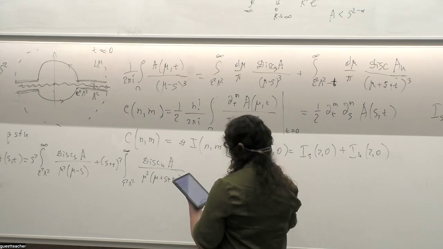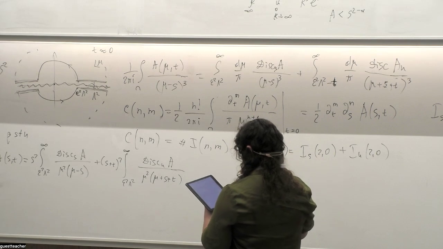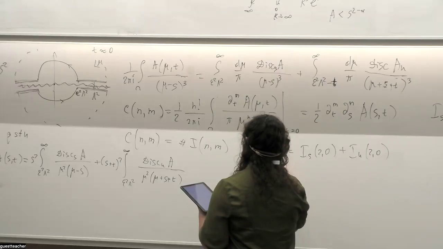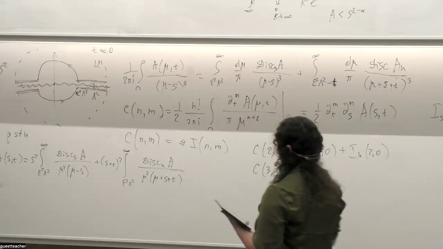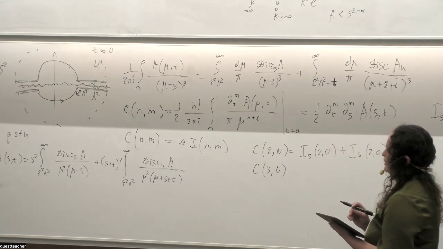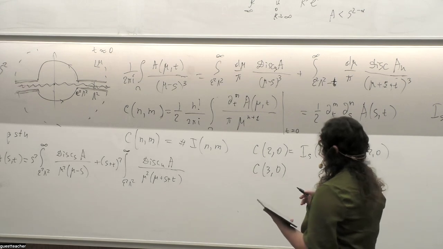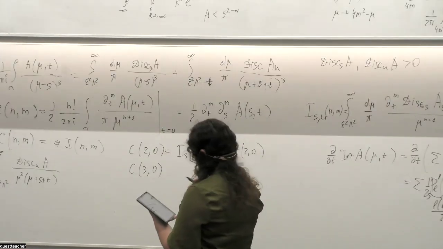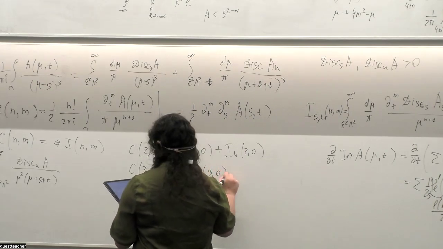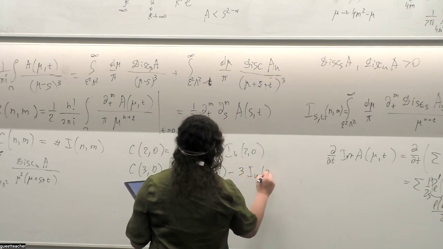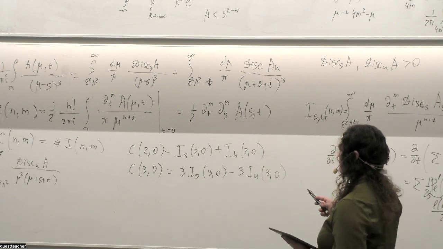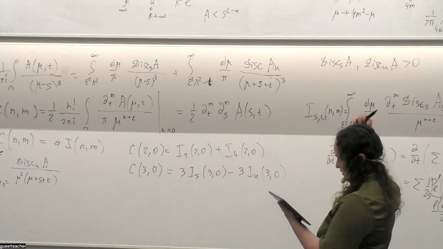Then if we want to imagine a theory without crossing symmetry, we can define C30, the S cubed term, which will be non-vanishing. But we took some amplitude, say one of the amplitudes of graviton scattering. This will be 3IS30 minus 3IU30. And we cannot conclude that this S cubed coefficient is positive, but we can still do something with that.